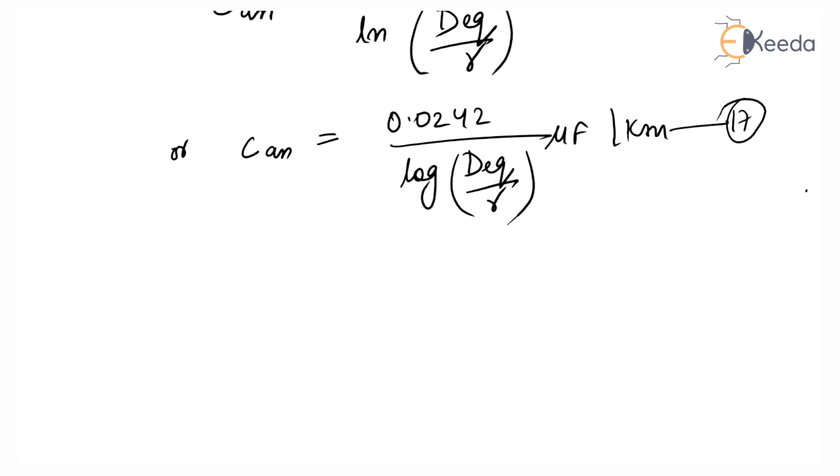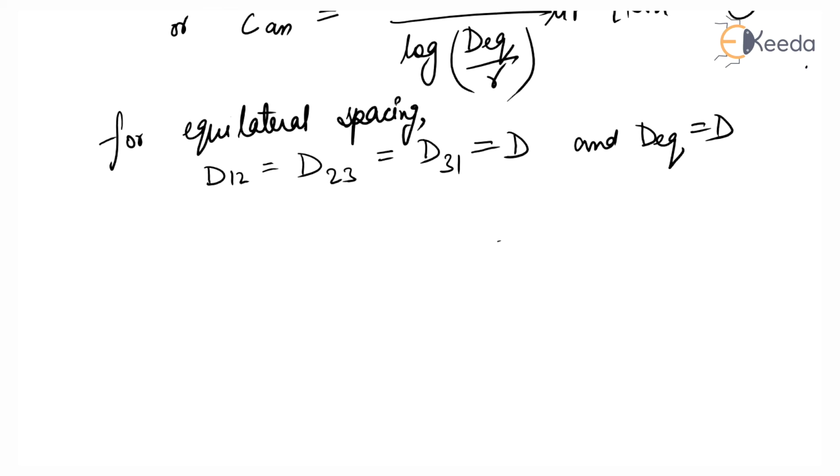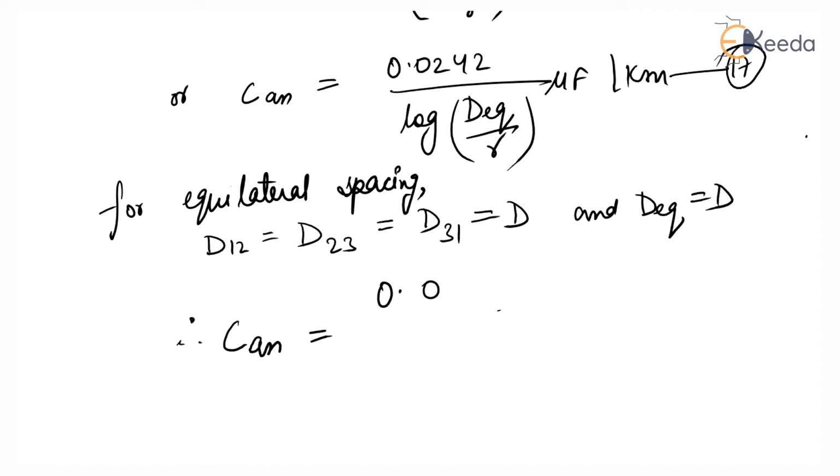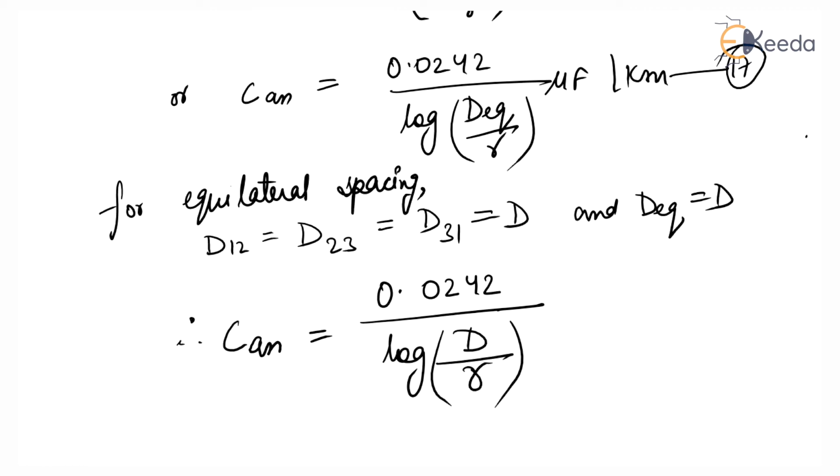For equilateral spacing, D12 is equal to D23, which is equal to D31, and this is equal to D. So D equivalent is equal to D. Therefore, CAN is equal to 0.0242 upon log D by R microfarad per kilometer. This is equation number 18.